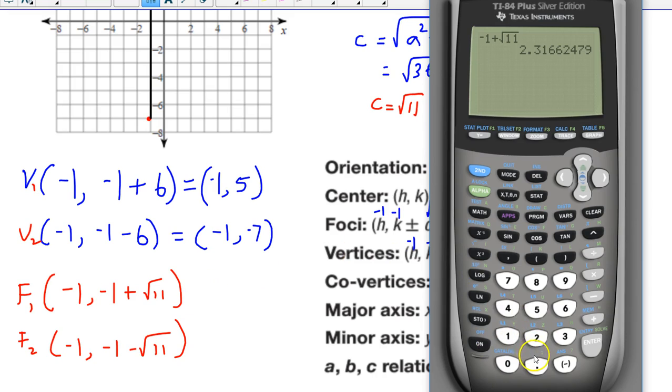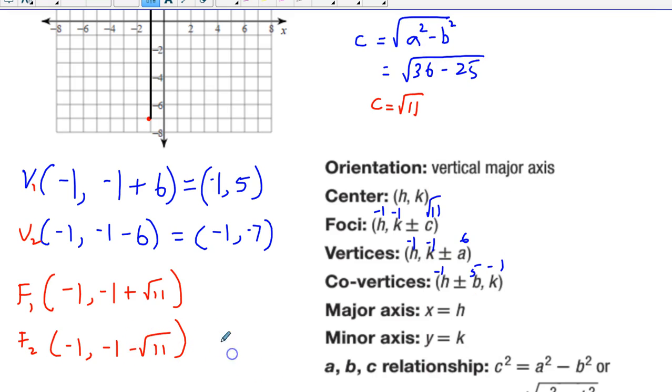And the other one is -1 minus root 11, so just write minus here, and that is -4.3. Right? So this is 2.3 and -4.3. All right. So this is (-1, 2.3), and that is (-1, -4.3).